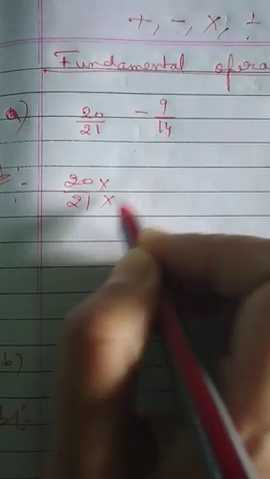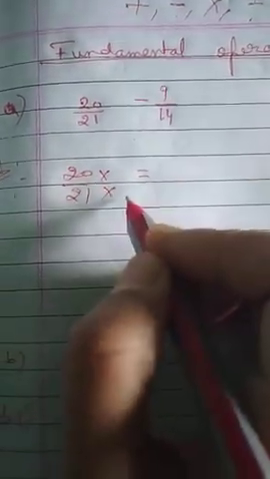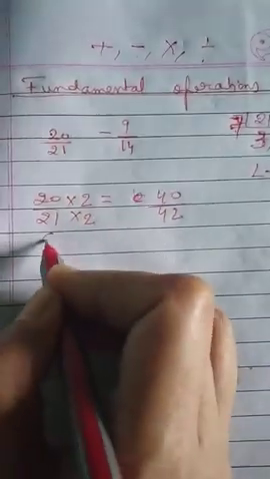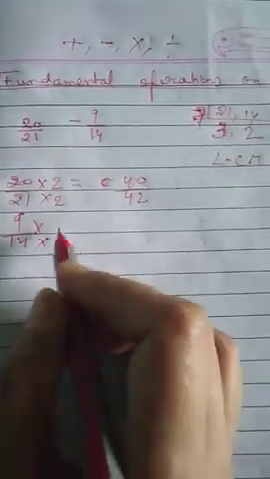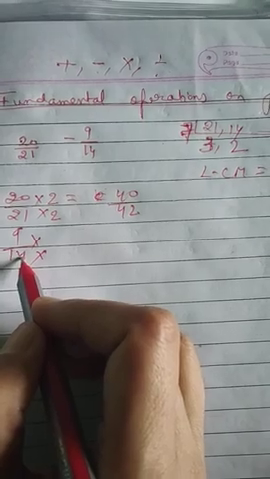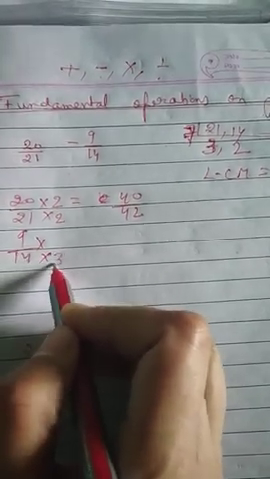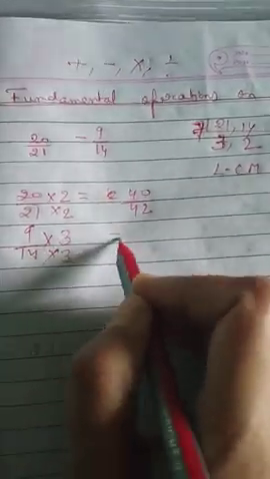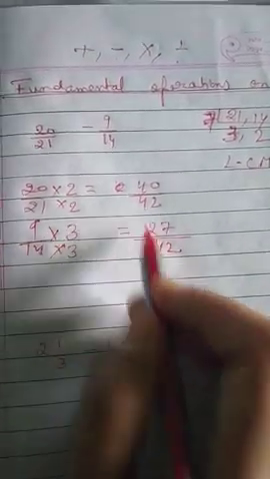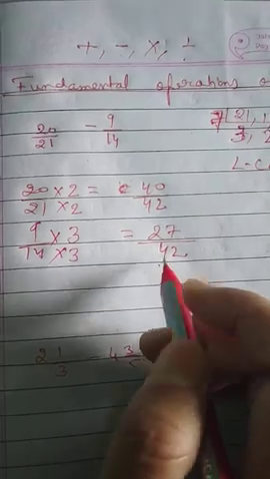Now you have to make the denominators equal. So with what number will you multiply so that the denominator will be equal to 42? 21 2s are 42, so multiply 2 up and down, that is equal to 40 by 42. Here 9 by 14. 14 into what so that it is equal to 42? Denominator 14, 14 into 3. Okay, so up also 3. 9 3s are 27. 14 3s are 42. Now both the denominators are equal.